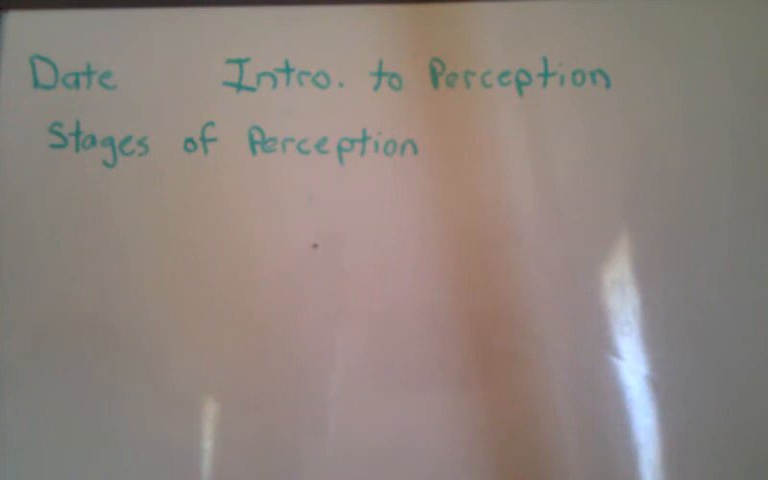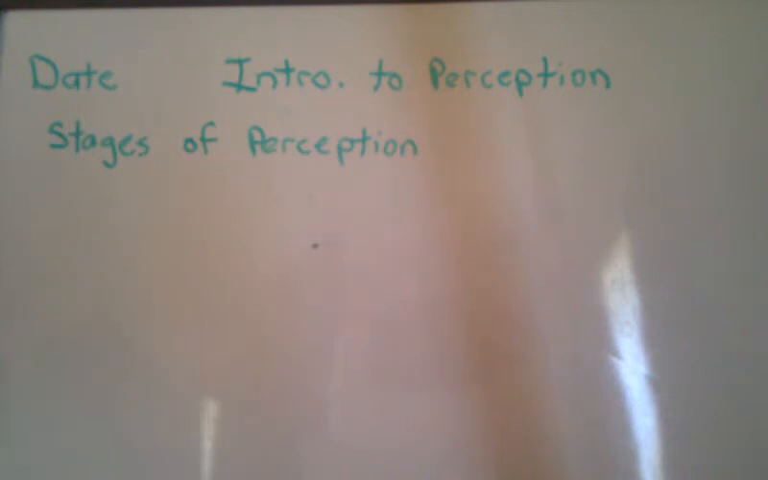Often these stages overlap. For example, while we are still selecting, taking in our surroundings, we are already organizing every stimulus striking our senses. Then, as we continue to select and organize, we begin to interpret the stimuli and to attach meaning to it. So let's talk about selection.